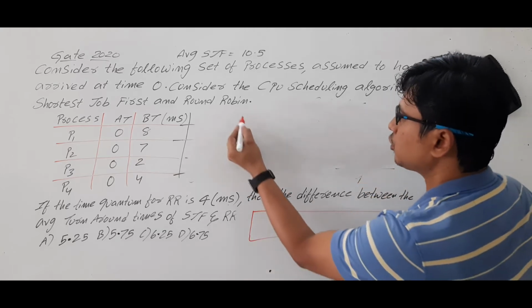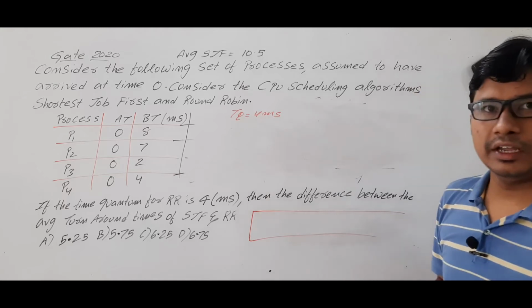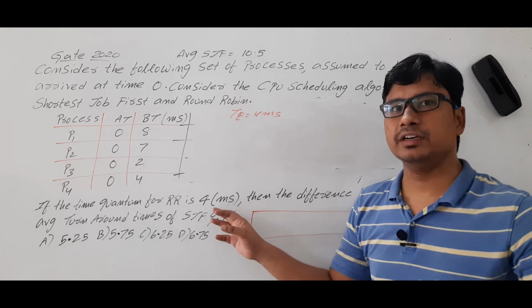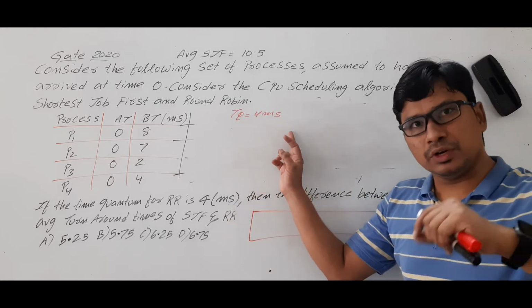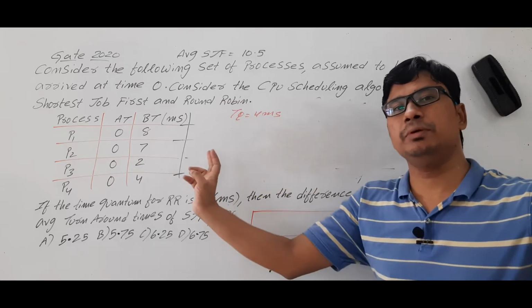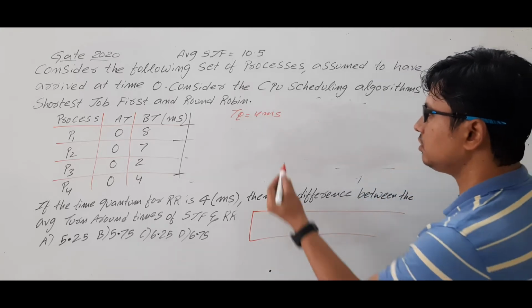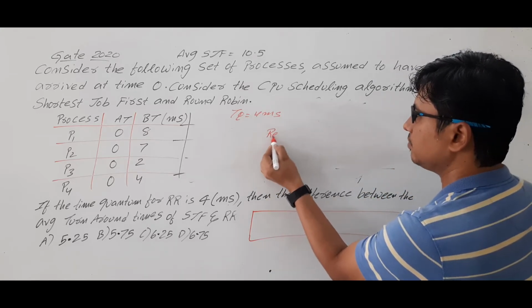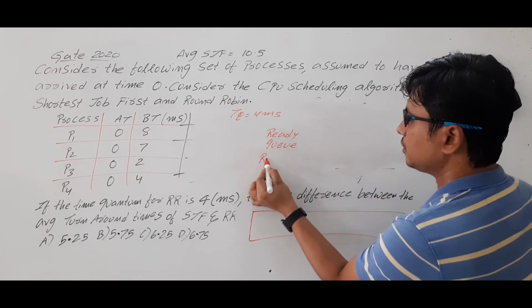Now look at the time quantum. They have given 4 milliseconds. So if any process requires more than 4 units of time, it will be given only 4 units of time. Then it will be preempted and shifted to the ready state. Is it clear? To solve the round robin scheduling algorithm, we will consider the ready queue and running queue.